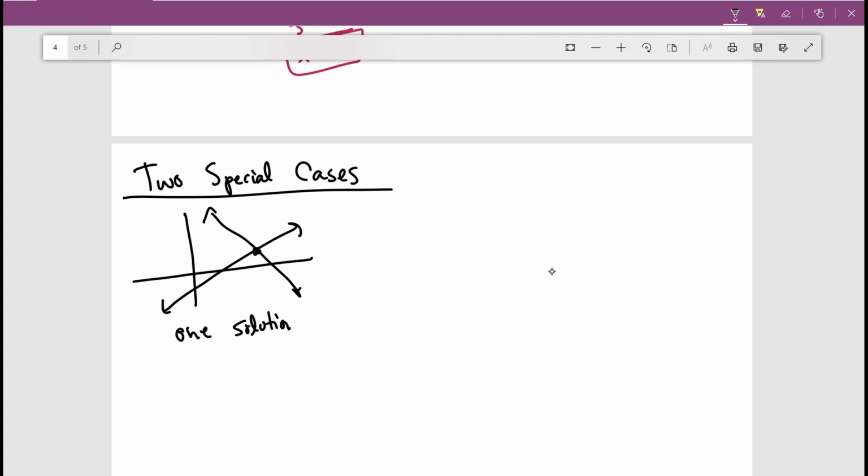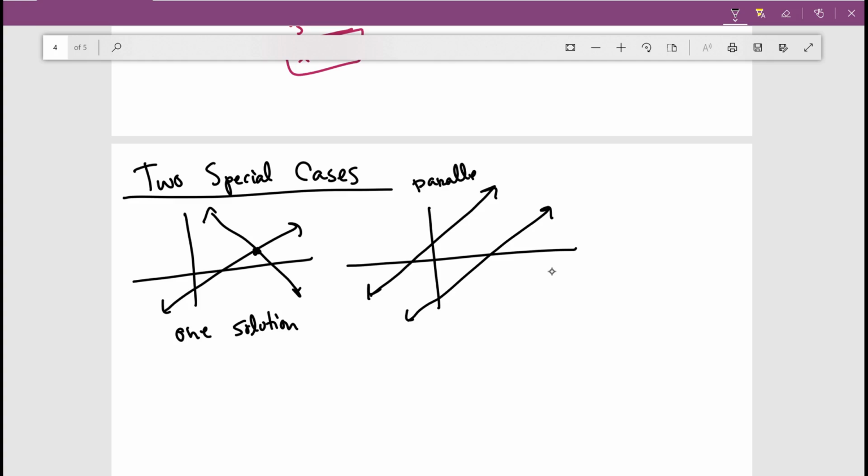Okay, now sometimes you might get a problem where you don't get a solution at all, where actually these 2 lines never touch each other, and this is what we call parallel lines. Here, there is no solution. So whenever you have parallel lines or things that are never going to touch, you get no solution.